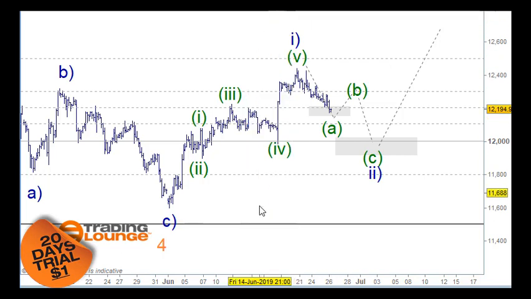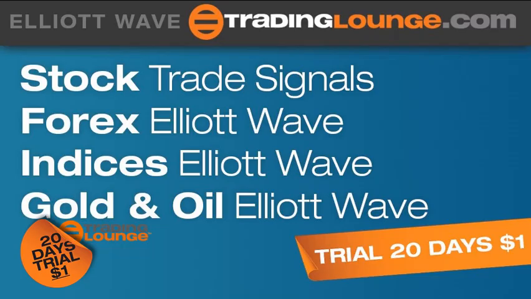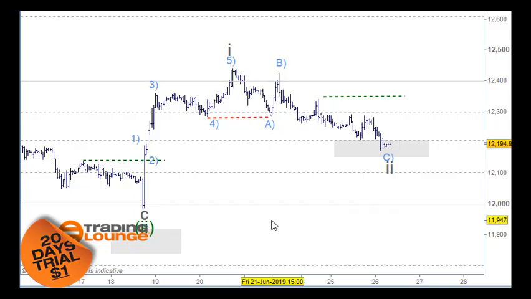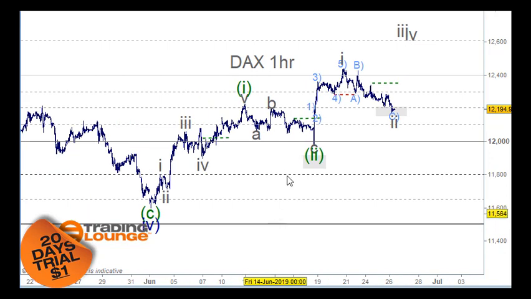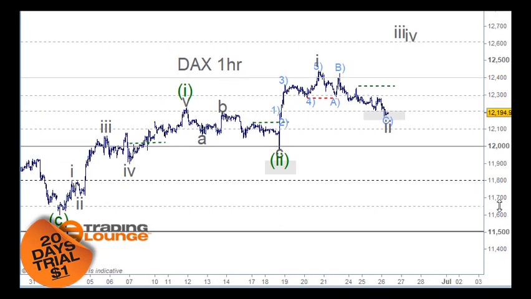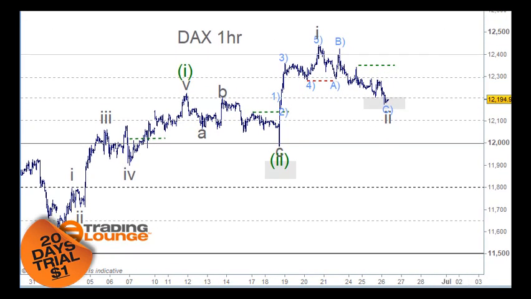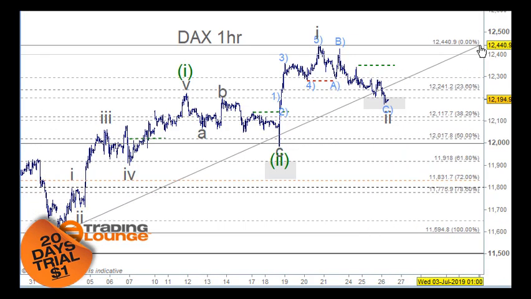So on the hourly chart coming back here, that would bring this market down to this area through here. And then we would need to look at this here a little bit differently.